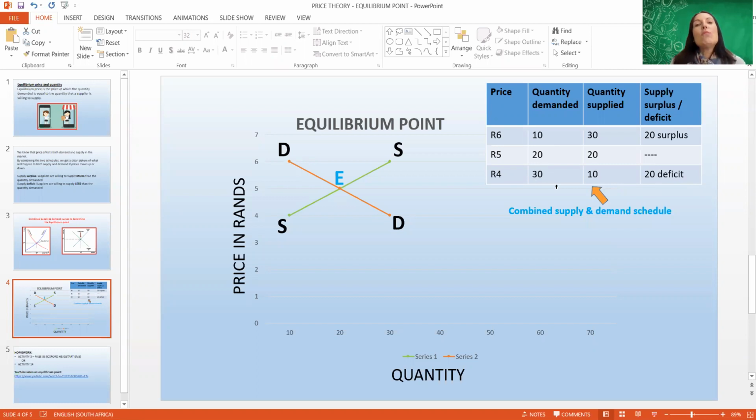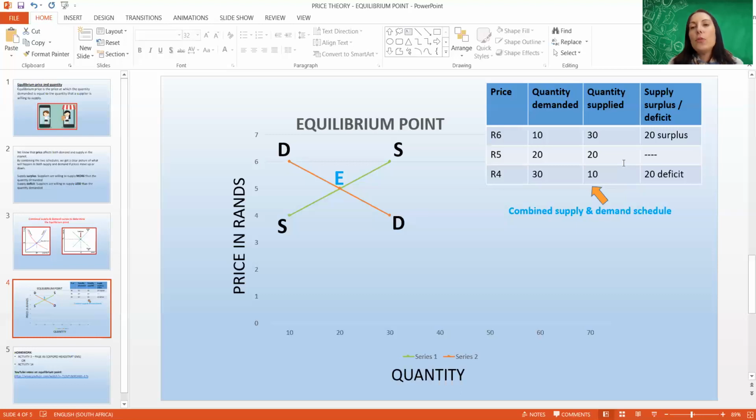All right, so this is the equilibrium point. So grade 9s, you will have to be able to take information. You will most probably get something like this, a combined demand and supply schedule, and then you'll have to use this information to draw your demand and supply curves and then determine the equilibrium point. But you can see it's actually so easy. We can even just read it off this table, of the schedule. It will tell us where the equilibrium point is. It's where the quantity supplied and the quantity demanded is exactly the same.